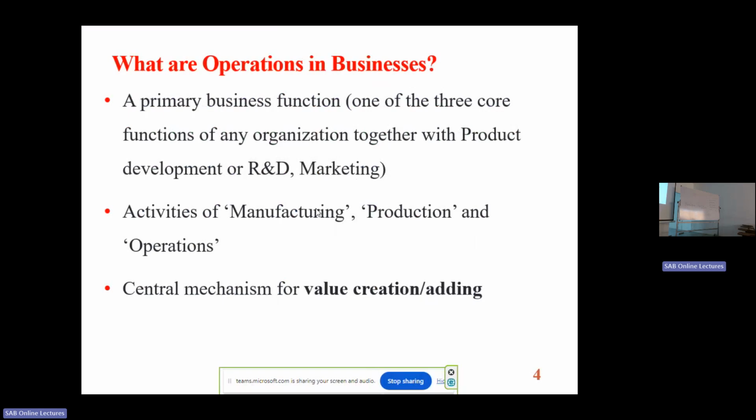Then in slide number 4, as I already explained to you, operations in manufacturing industries are considered manufacturing-related or production-related activities. This is one of the primary business functions in any business. Primary in the sense that without operations, no business. That is true for manufacturing and for services, including audit firms and accounting firms. Without operations, there is no business.